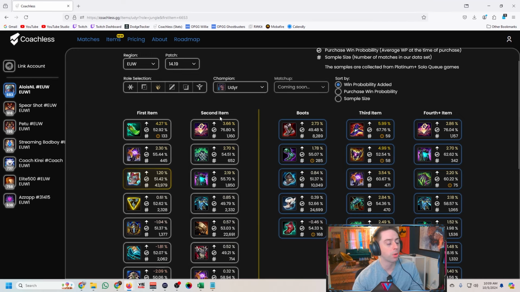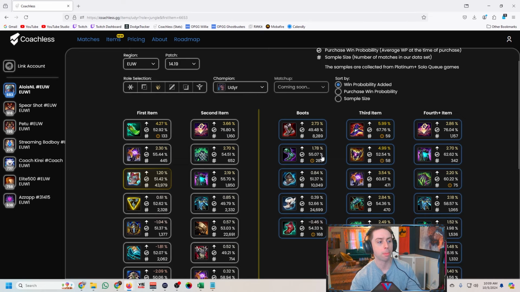The build, in case you're wondering, is actually Leandre's, Unending Despair, Spirit Visage, and let's talk about why this combo. So first thing I want to point out is if you can upgrade to Mejai's, it is by far and away your best option second item. We've known this for a long time as AP Udyr, but literally if you upgrade to Mejai's, not only do you have a 76% chance of winning the game aggregated over 1,000 games, but you're going to improve your chances of winning the game by 3%.